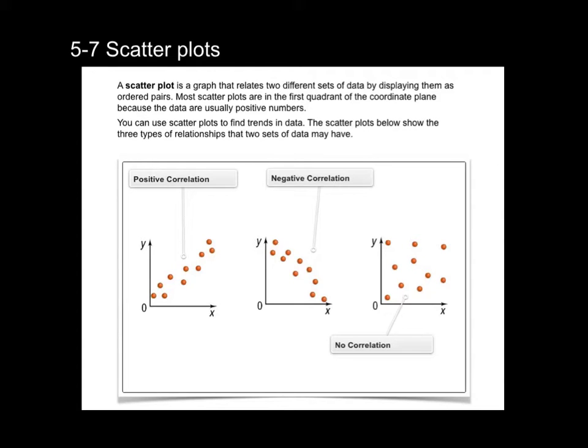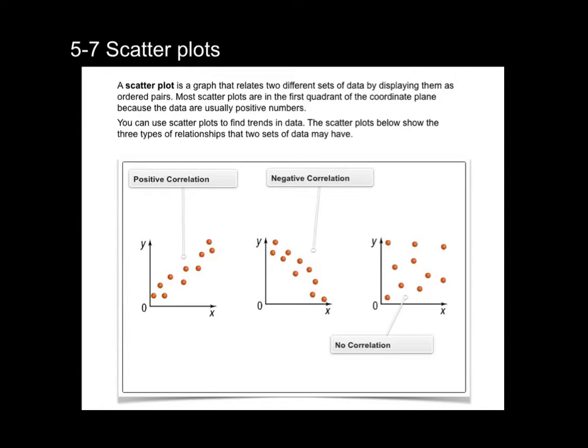Good day, class. The last section of the book we are covering before the end of the year. Scatterplots. A scatterplot is a graph that relates two different sets of data by displaying them as ordered pairs. So remember when we drew lines, we had the slope and the y-intercept. It's very similar to that.